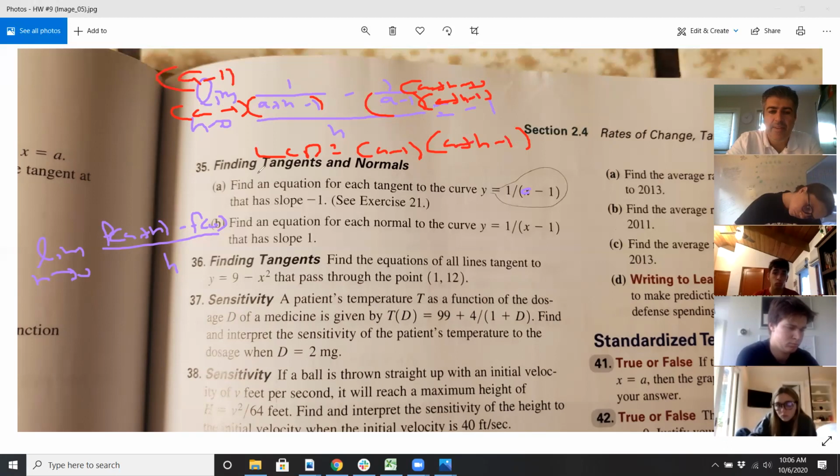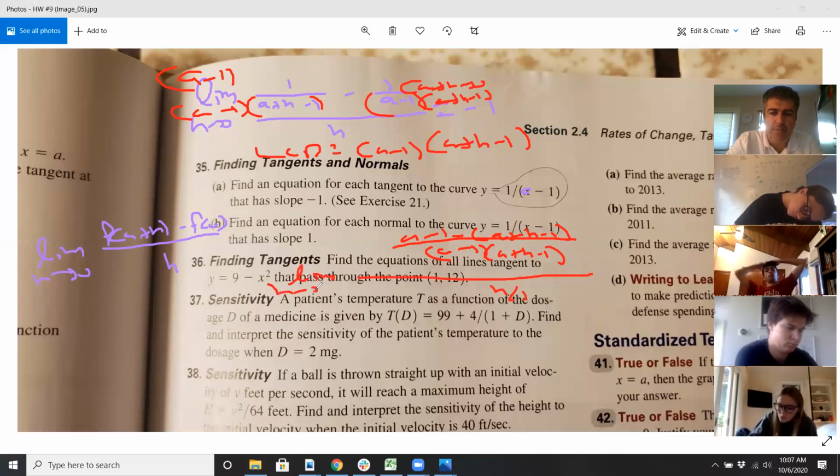Yeah, fun, right? If you do that correctly, the top becomes a minus 1 minus parentheses a plus h minus 1, all over a minus 1 times a plus h minus 1. And you have to divide the whole thing by h, which is h over 1. And it's the limit as h approaches 0. Now, fortunately, a lot of things will cancel.